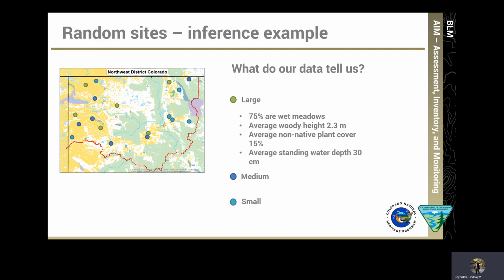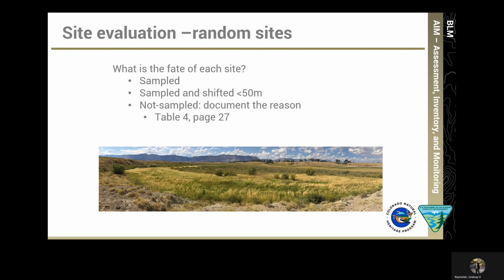75% of all of the large wetlands in our study area are wet meadows. And in this example, average woody height is 2.3 meters, average non-native plant cover is 15%, and average standing water depth is 30 centimeters across these wetlands. Because this is a probabilistic random sample design, I'm able to draw conclusions about our sample population across our study area.